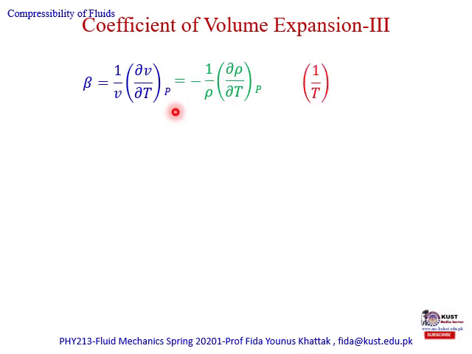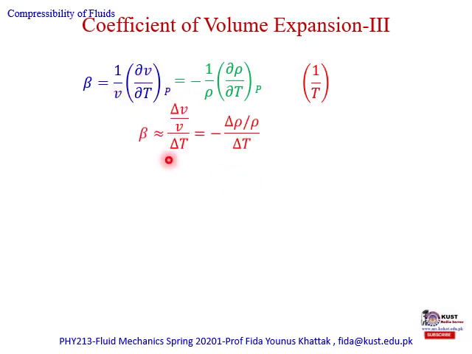The dimension of beta is the inverse dimension of the temperature. The reason being the dimension in the denominator for density will cancel with the dimension of the density in the numerator, or the dimension of the volume in the denominator will cancel with the dimension of volume in the numerator.